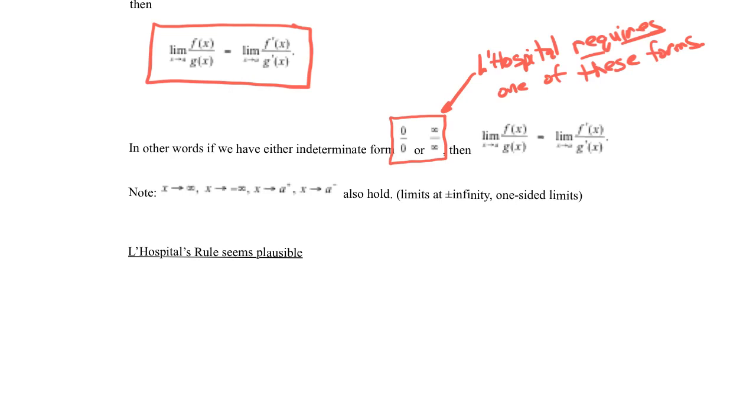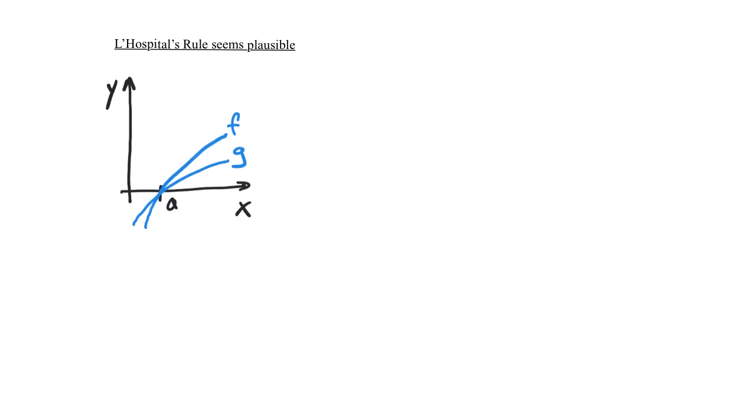There's a little picture on page 305 if you have the 8th edition, or page 302 in the 7th edition. It's in the margin, and I'm going to talk about that picture. It basically shows why L'Hopital's rule seems reasonable, seems plausible. So let's say we have an XY plane here, and we've got this point a. Let's say we've got function f that goes like this, and function g which goes like this. So here's f and here's g.